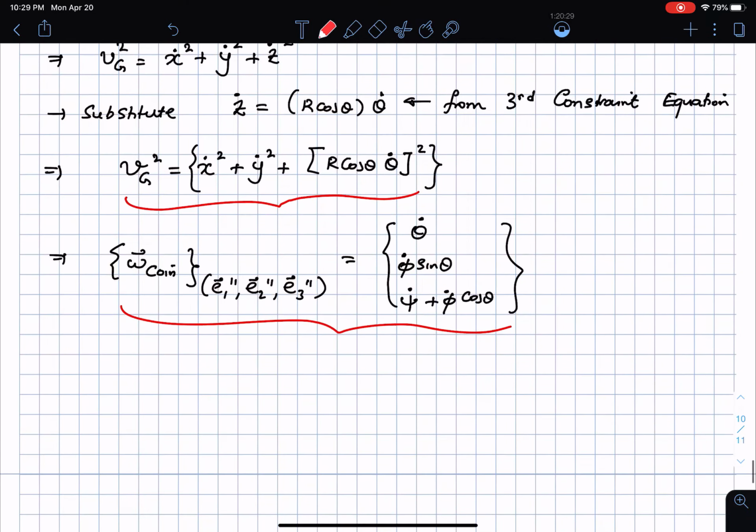And then lastly, the moment of inertia. Of course, fairly straightforward. Let me draw a quick picture. Here is the rolling coin.